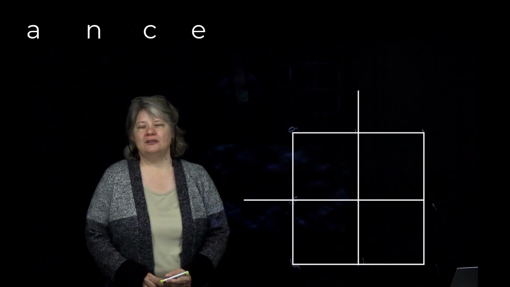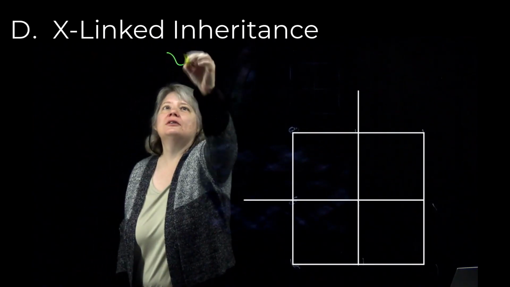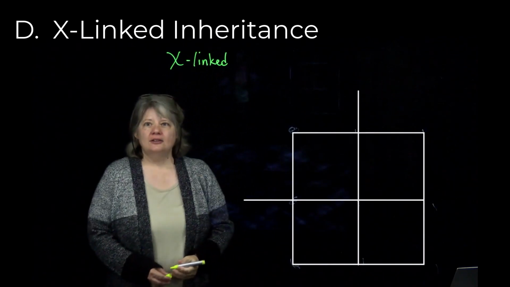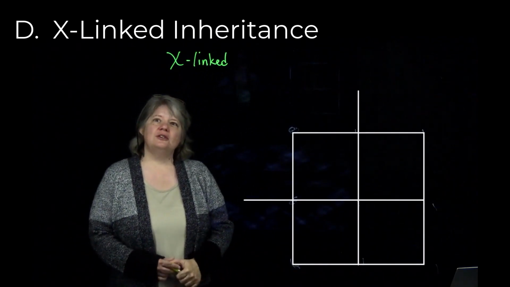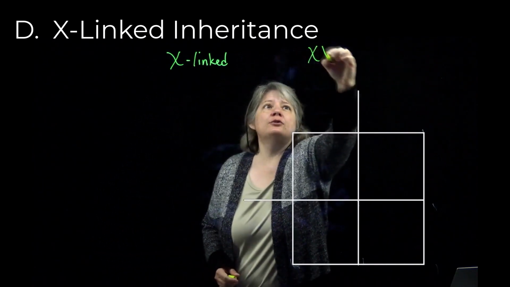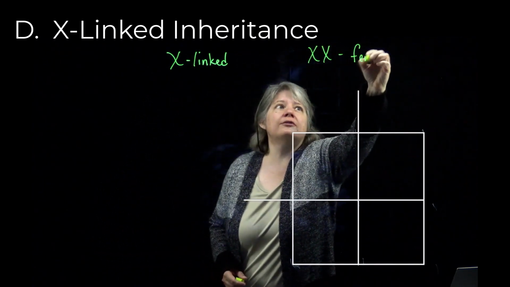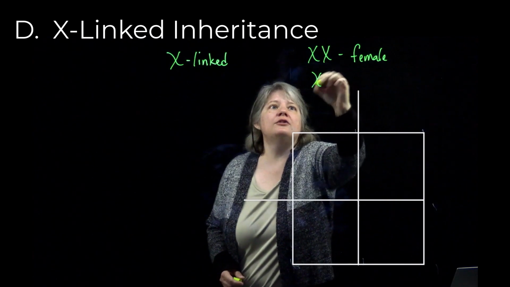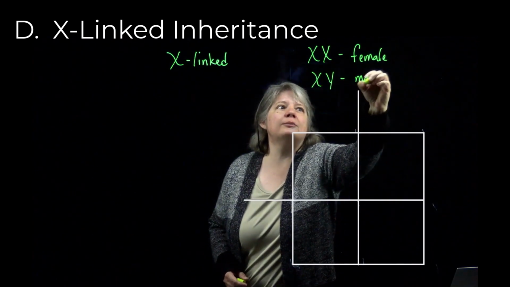Another kind of inheritance is X-linked inheritance. X-linked inheritance is about genes that are carried on the X chromosome. Now, in humans, we have individuals who have 2 X chromosomes, who are female, and individuals who have an X and a Y chromosome, who are male.